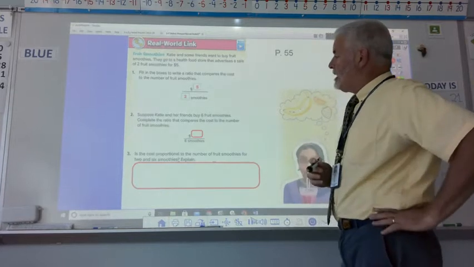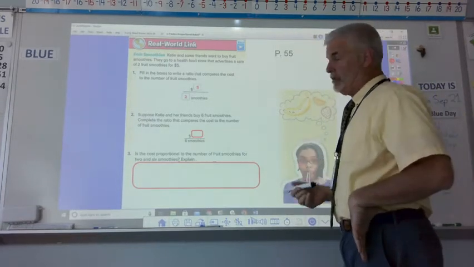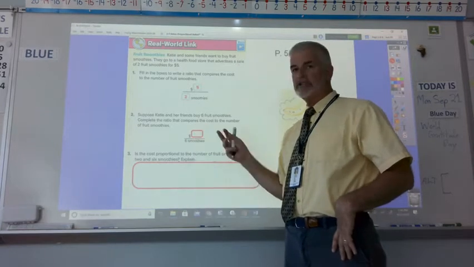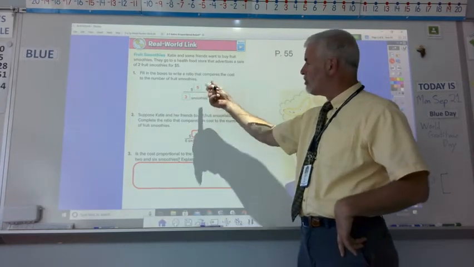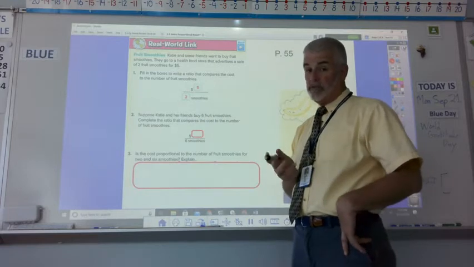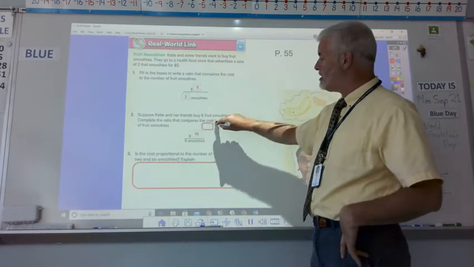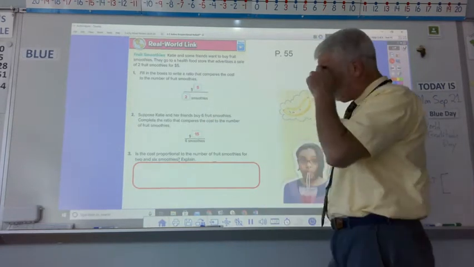All right, so suppose they buy 6 fruit smoothies. So the number on the bottom now has changed to 6. Well, how much is that going to cost? Well, if 2 smoothies were $5, 6 smoothies are going to be 3 times as much, or $15.